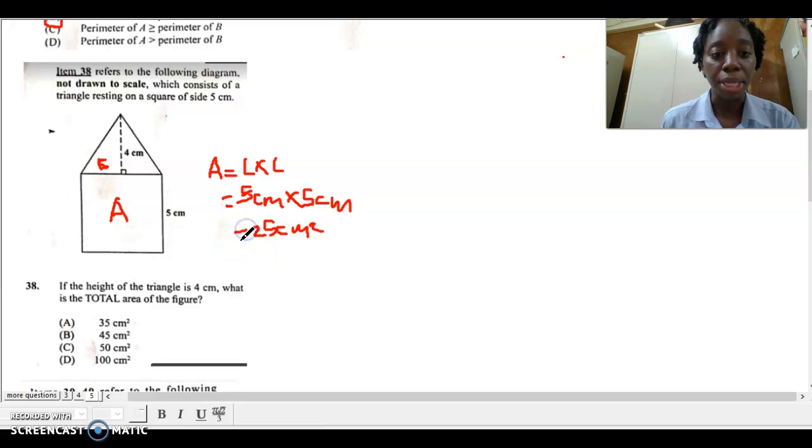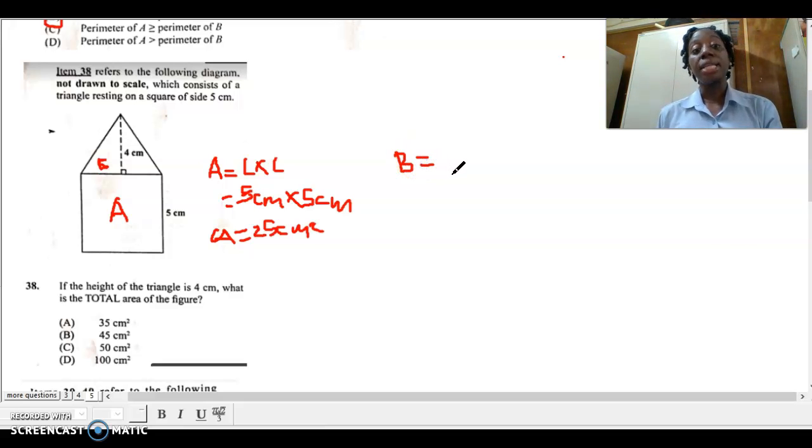Alright, so that is simply the area of A. Now we need to find the area of B. So B, remember that B is a triangle. Alright, so the formula for finding the area of a triangle is base times height divided by 2.